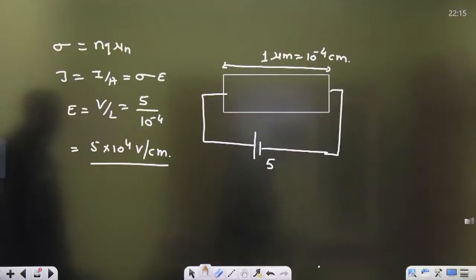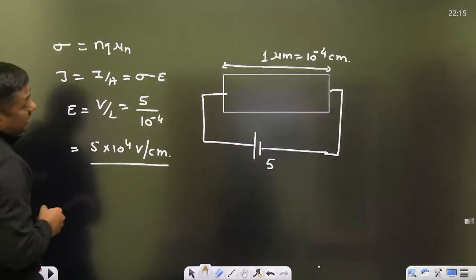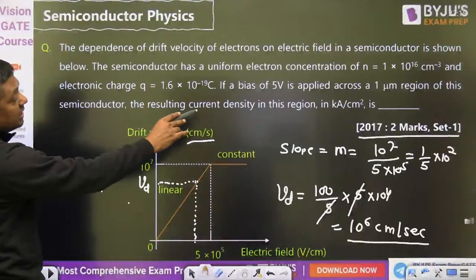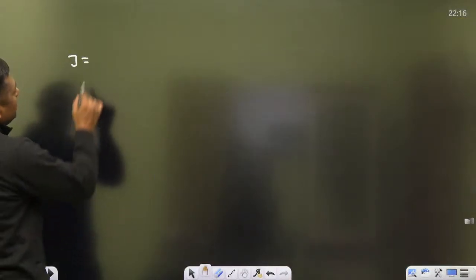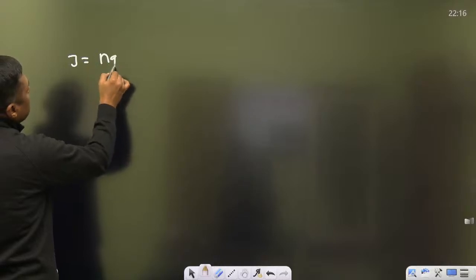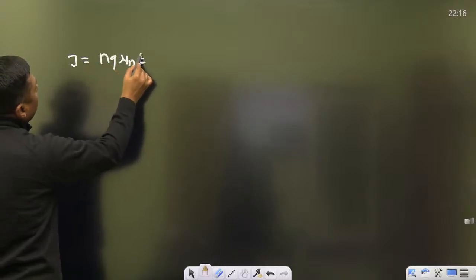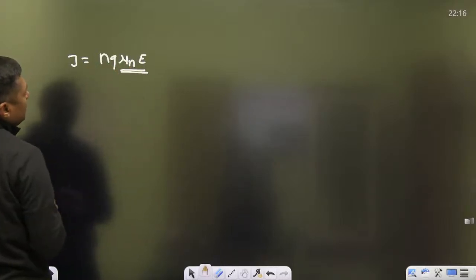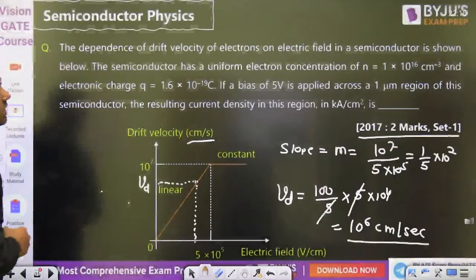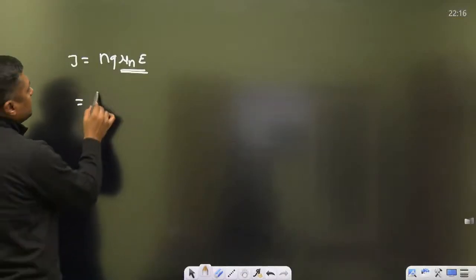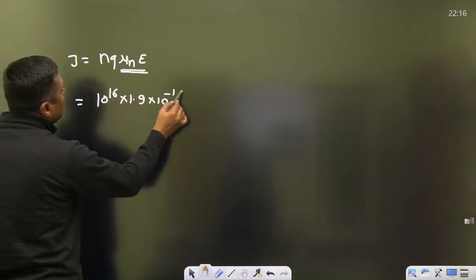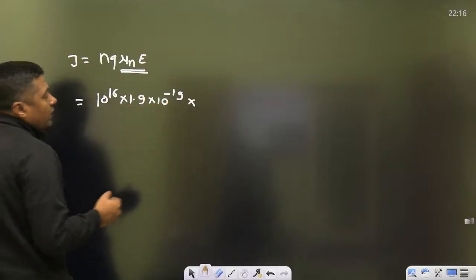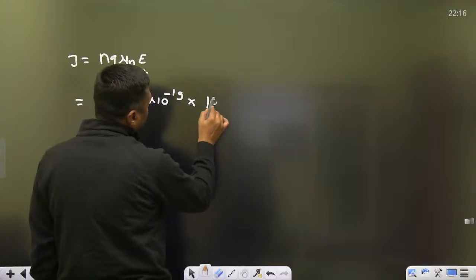So what is the current density, guys? Current density is given by J. Current density is asked here: the resulting current density in this region in kilo ampere per centimeter square. So remember, J is equal to sigma E. Sigma is n q mu n, and mu n into E is nothing but the drift velocity. N is given. What is the concentration here? 10 to the power 16 into 1.9 into 10 raised to power minus 19. And the drift velocity you have calculated is 10 to the power 6.